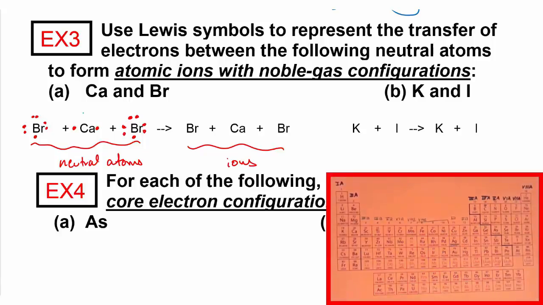So what happens is that this electron in calcium will go to this bromine, and this electron will go to this bromine. So we'll end up with calcium with a +2 on it, and those bromines are going to have 8 electrons around them with a -1 charge.